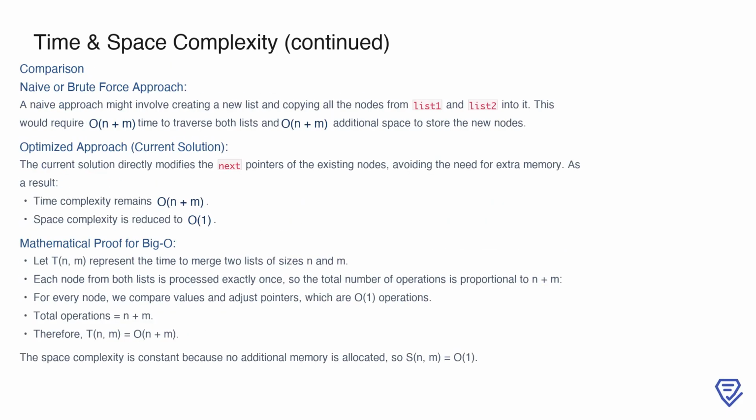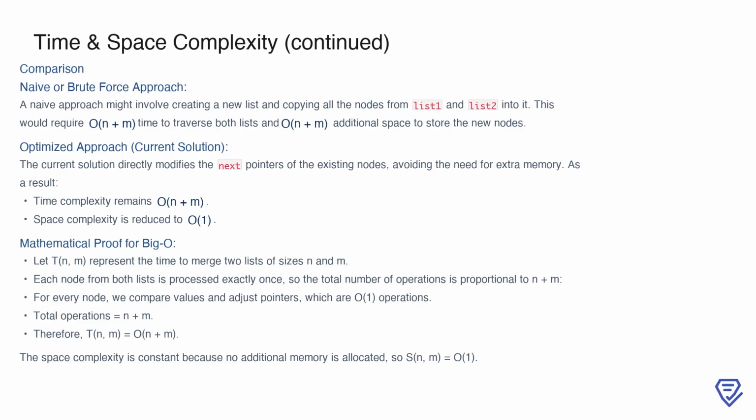If we compare this approach to a naive solution, the difference becomes clear. A naive method might involve creating a completely new list and copying all nodes from list 1 and list 2 into it. While this approach would still require O(n + m) time to traverse both lists, it would also need O(n + m) additional memory to store the new nodes, increasing the space complexity. In contrast, the optimized approach we use directly modifies the next pointers of the existing nodes, avoiding the need for extra memory. As a result, the time complexity remains O(n + m), but the space complexity is reduced to O(1).